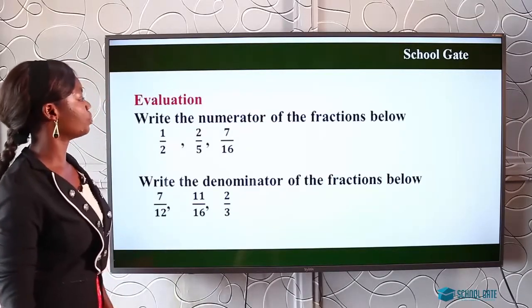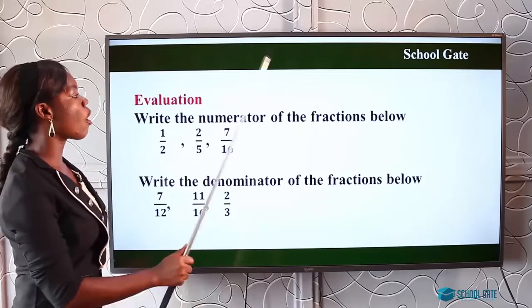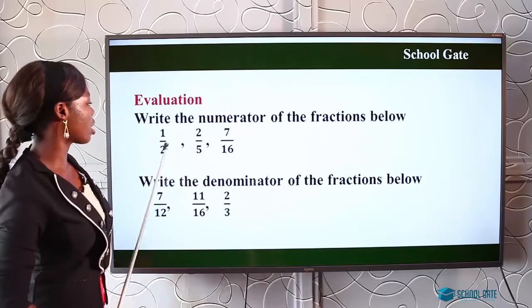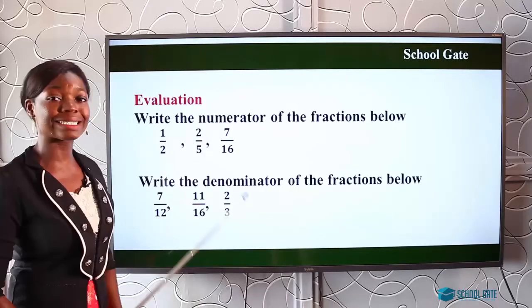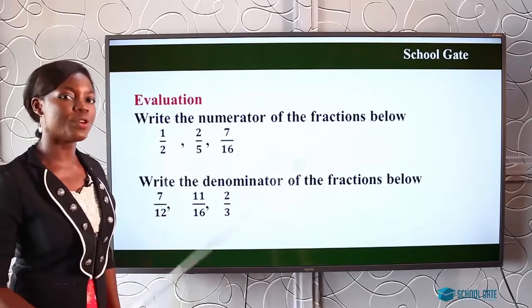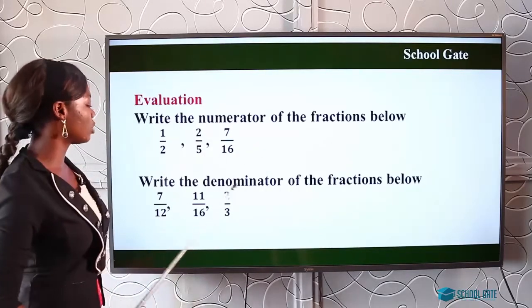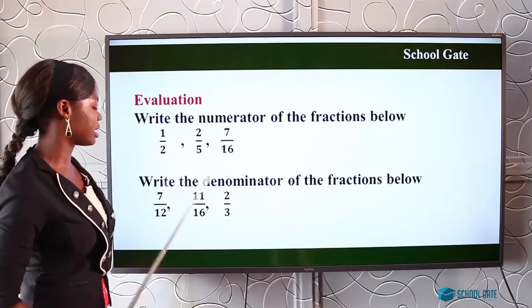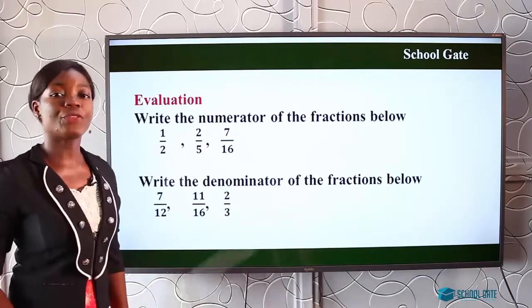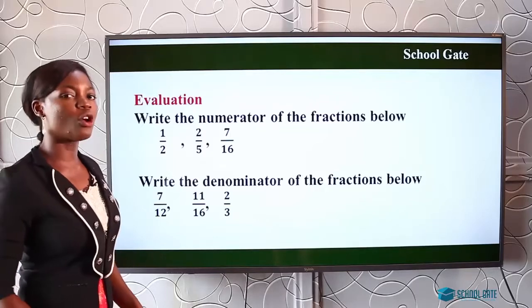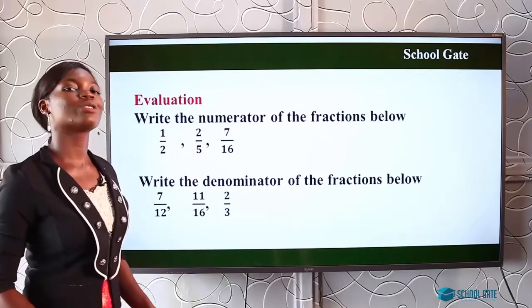Our evaluation. Write the numerator of the fractions below: 1 over 2, 2 over 5, 7 over 16. Write each of their numerators. And then write the denominators of each of the following fractions: 7 over 12, 11 over 16, and 2 over 3. I'll give us a few minutes to know if you understood what we were taught today.